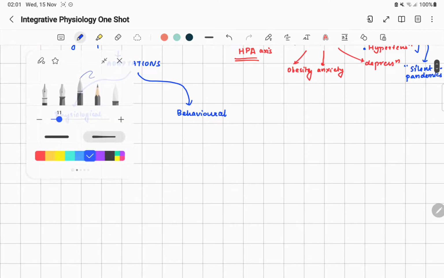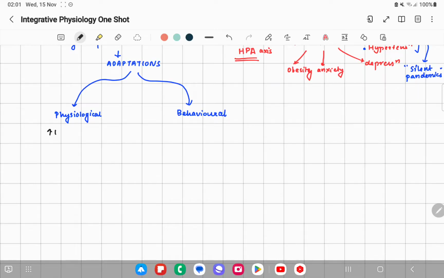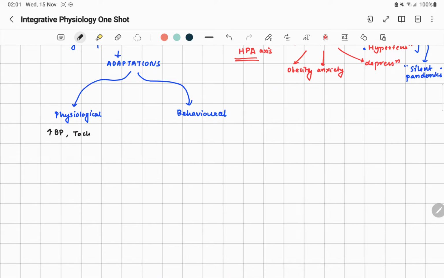Physiological adaptations include increased BP, tachycardia, lipolysis, gluconeogenesis, etc. And behavioral adaptations include suppression of hunger and increased alertness.